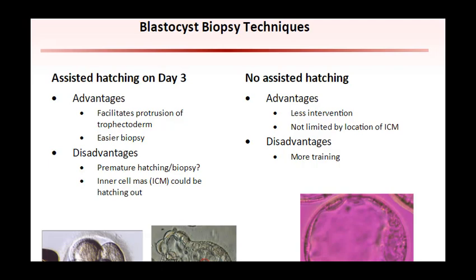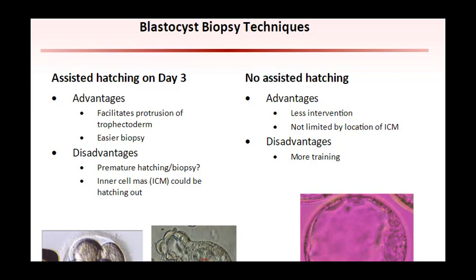The actual biopsy technique at the blastocyst stage is fairly universal. What does differ is what takes place on day 3. To facilitate the protrusion of the trophectoderm from the Zona pellucida, assisted hatching may be performed on day 3 as shown in the photo on the left.